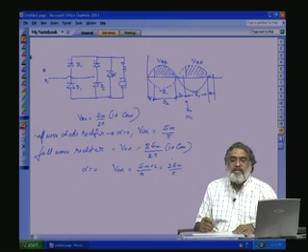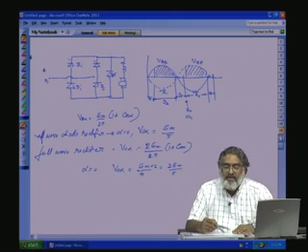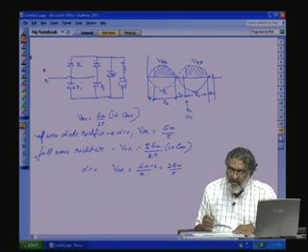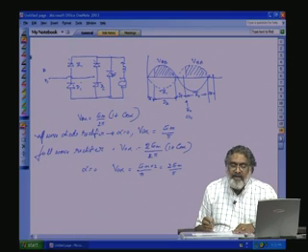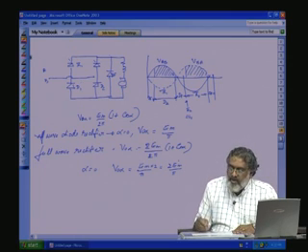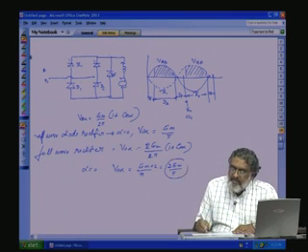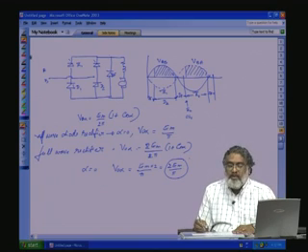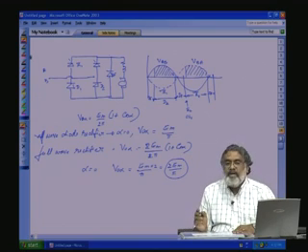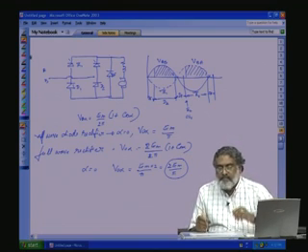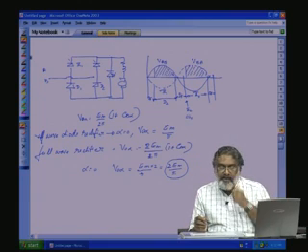So, instead of thyristors, if you use diodes for rectification, then what will happen? The output voltage will be equal to 2 Em by pi. Em is the maximum voltage, not the RMS voltage. With 2 Em by pi, we will get the output DC voltage.